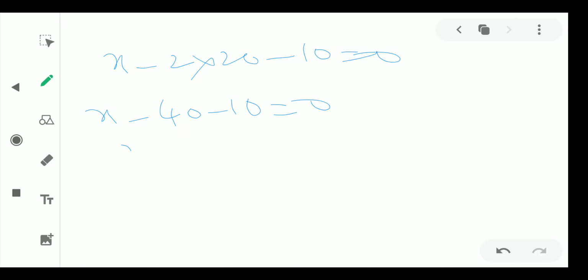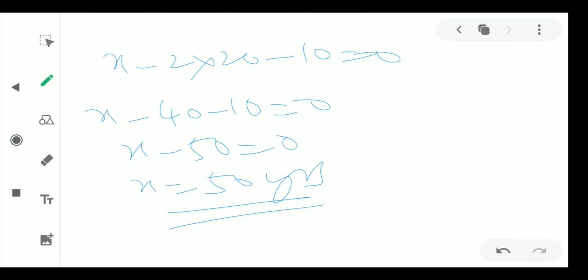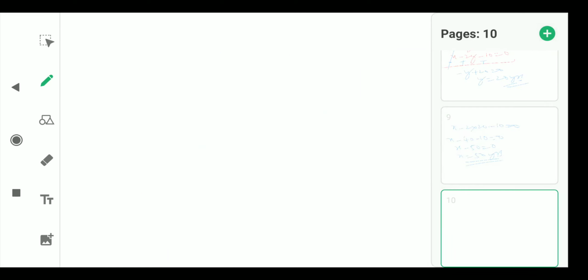Let us see what the present age of Noori is. Put this Y equal to 20 in any one of the equations. Okay, we can put it in the second equation. X minus 2 into Y, what is the Y we got? 20. 2 into 20 minus 10 is equal to 0. X minus 40 minus 10 is equal to 0. X minus 50 is equal to 0. X is equal to 50. That means the present age of Noori will be 50 years. Now, very simple.